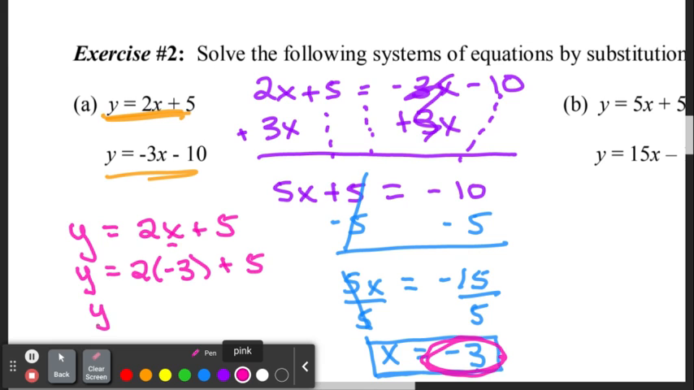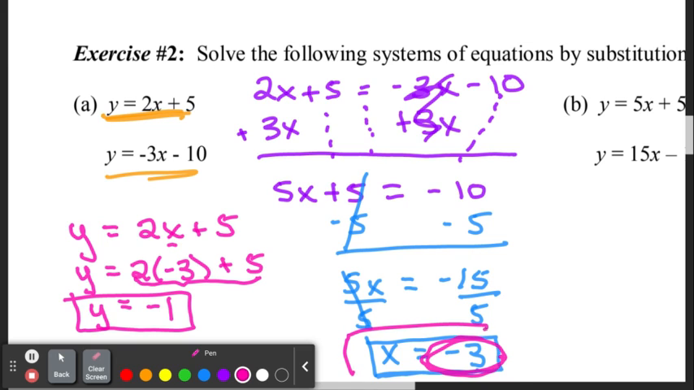So the y is already by itself. That's pretty good. Just evaluate this. You can put that in your calculator. You can do it in your head. You get negative 6 plus 5, which is negative 1. So we have two answers. We have x equals negative 3 and y equals negative 1. Now the last thing we're going to do here is letter C, because letter C always throws people off.